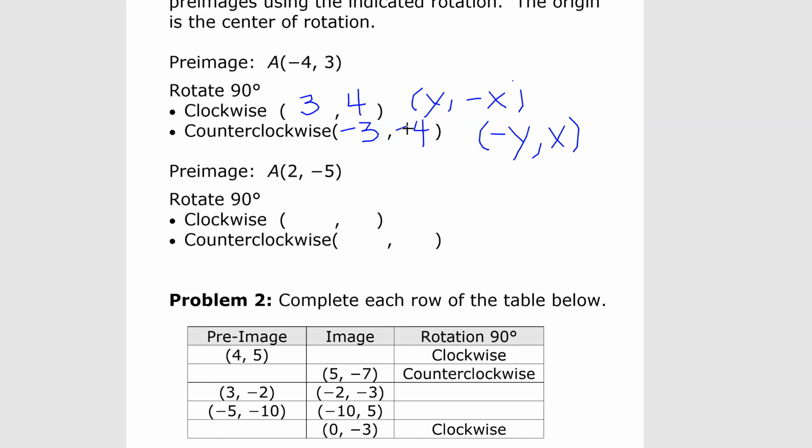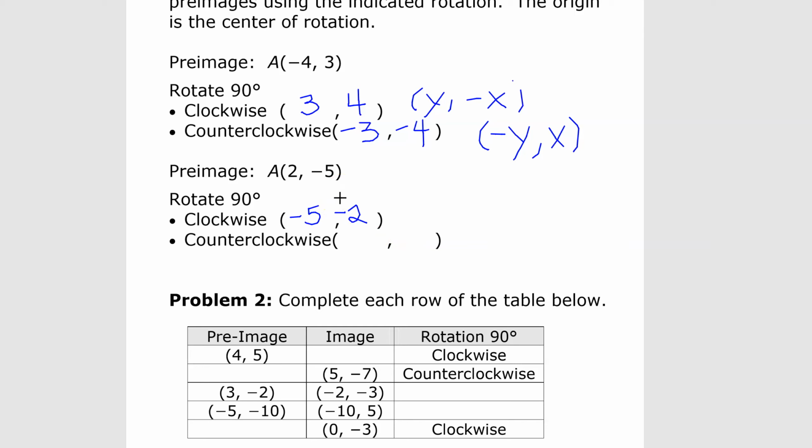Okay, let's do the next one. The pre-image is the point 2, -5. We're going to do the same 2 rotations, 90 degrees clockwise. We'll refer back to this rule. That would be Y, -x. So we put our Y coordinate first, and then our X coordinate now in the Y position. And it is the opposite, so that will be -2 also in that position.